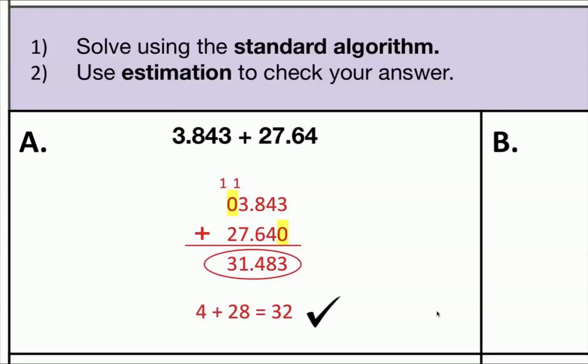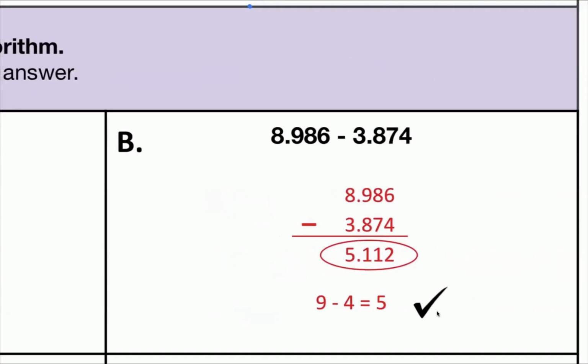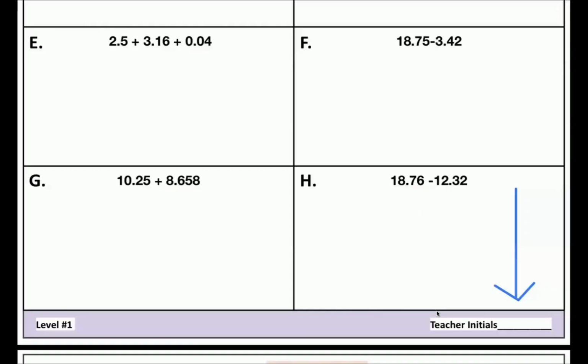Check your work for A, make sure your decimals are neatly lined up, and make sure you used estimation to check your answer. Go ahead and check your work for B. Complete the rest of page 4, then check in with your teacher to get feedback. Come back to the video when you're ready for page 5.